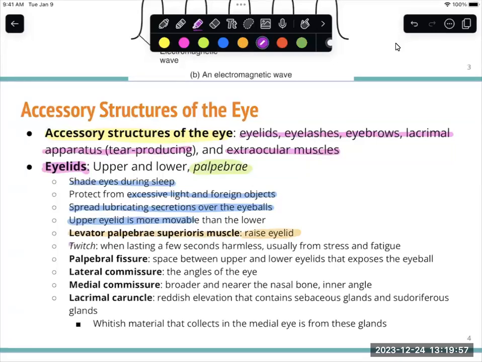If anybody has ever had a twitch in any of those muscles that are right around your eye, usually they last a few seconds and they're harmless. Stress and fatigue are the most common causes of those muscles at your eyes to twitch.